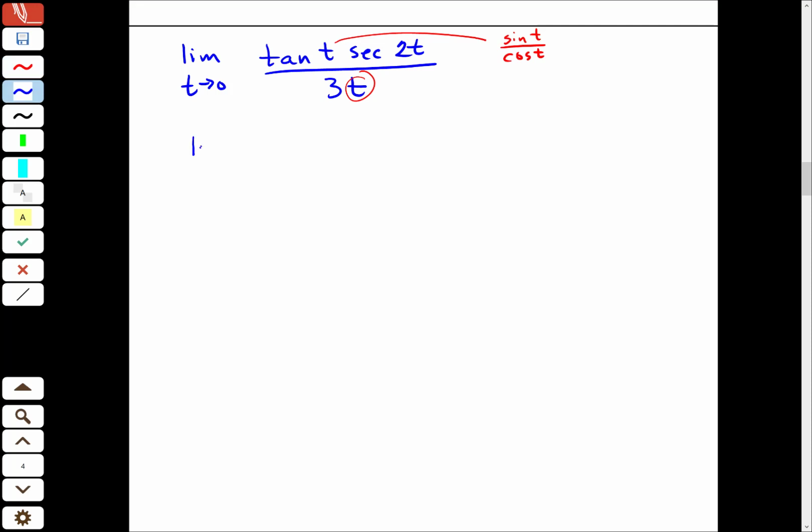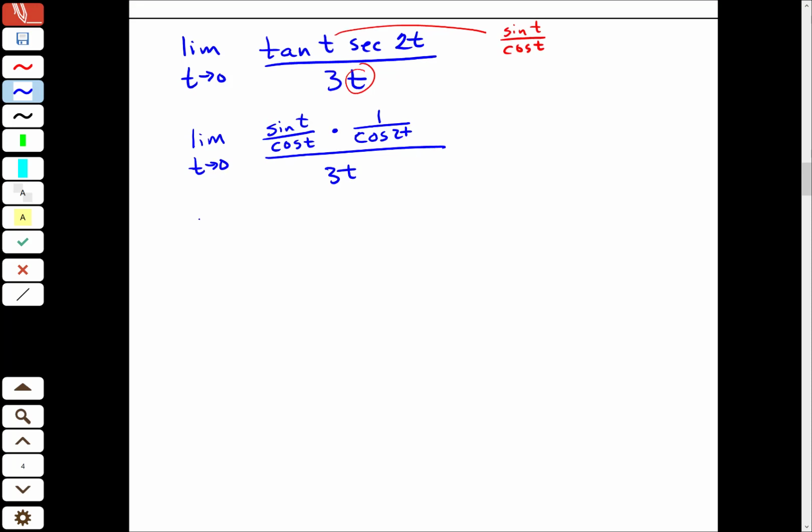So I want to say that this is the limit as t goes to 0. Also, if you're really thinking ahead about these things, I also don't know what the limit of secant as t goes to 0 is, so I might turn that into a cosine. Okay, so I'm going to do this: sine t over cosine t times, and secant is 1 over cosine of 2t, all over 3t.